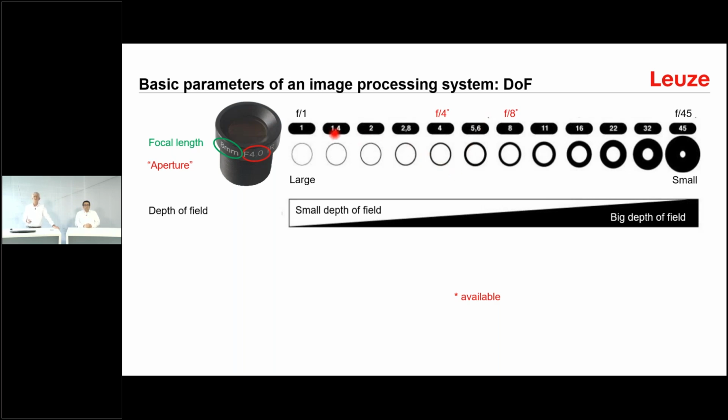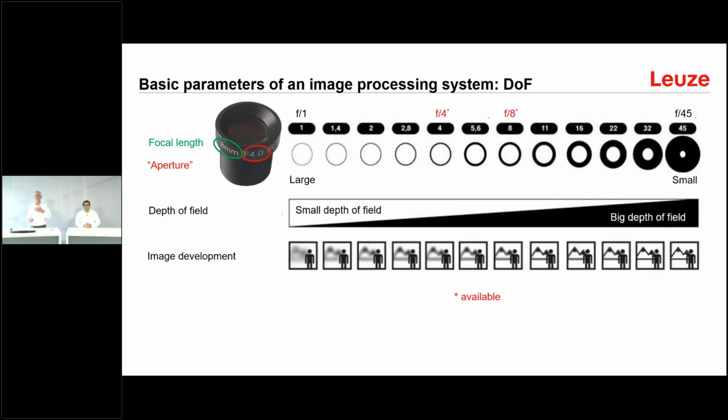So if you look at this graph, we have a small f number, which is a 1, but we have a large hole, pinhole inside the lens. And on the other side, we have a large f number, but we have a small pinhole inside. And now the difference is you have a small depth of field on the low side here, large aperture. And on the other side, we have a big depth of field.